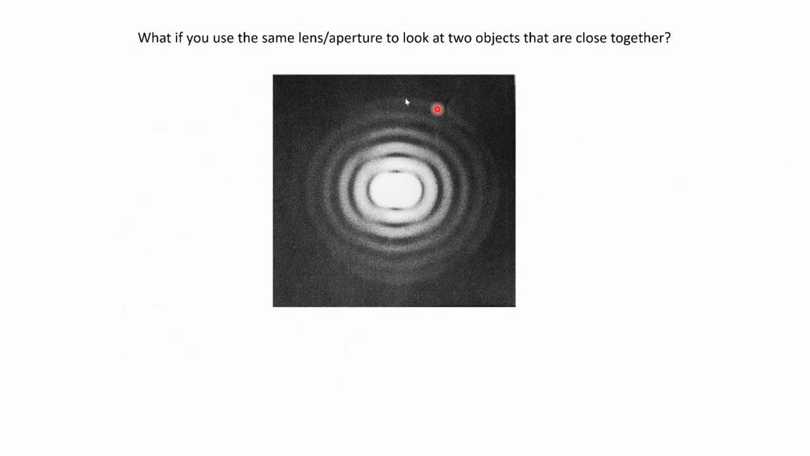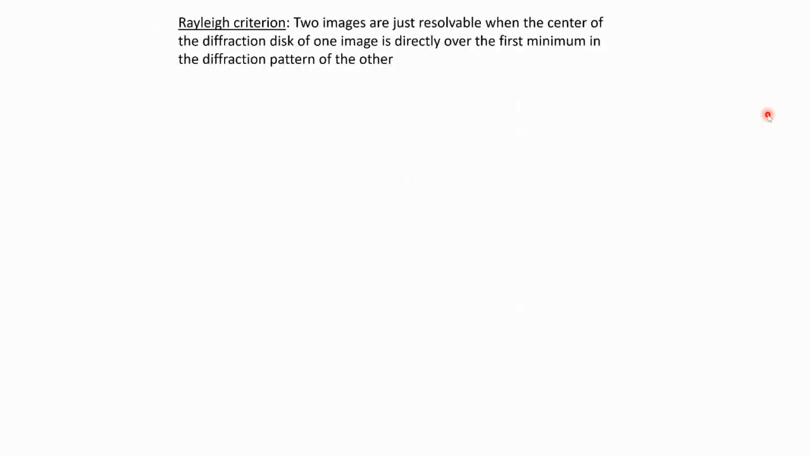Okay. Now, what happens if you use the same lens and aperture to look at two objects that are close together? So you get a blur. And so now we can ask the question about resolution. Under what circumstances can we actually identify that we have two objects rather than just one blurry object? And so that's a very subjective thing. But Mr. Rayleigh has an objective way of saying that.